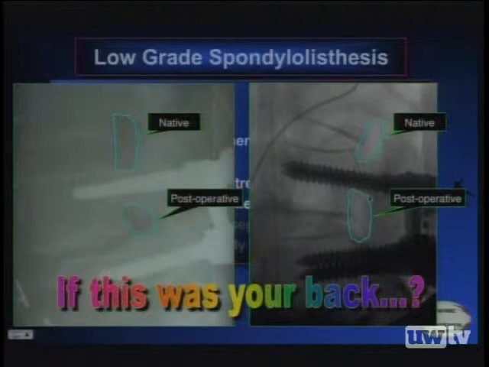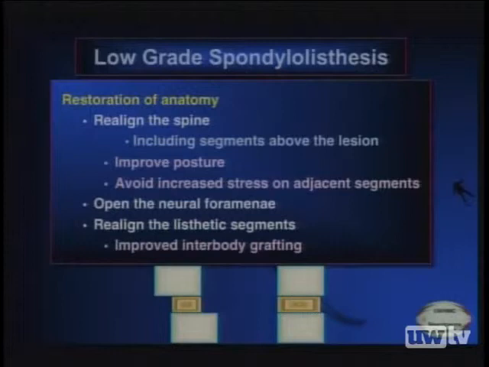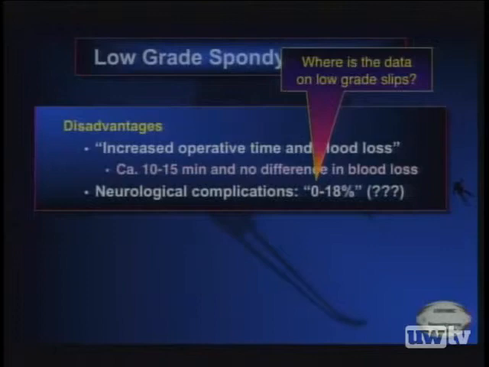And then finally, realigning the segments improves interbody grafting. It's just simpler to get a graft in when they're better aligned. And if you believe in anterior interbody support, that becomes important. There are disadvantages, but in the low grade, it really only takes a few minutes to reduce these. And the neurologic complications, I think the 18% is an overestimate in the high grades, certainly an overestimate in terms of long-term deficits. There's really no data on the low-grade slips.